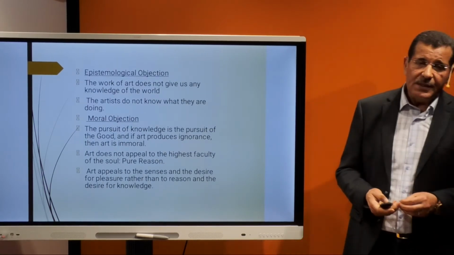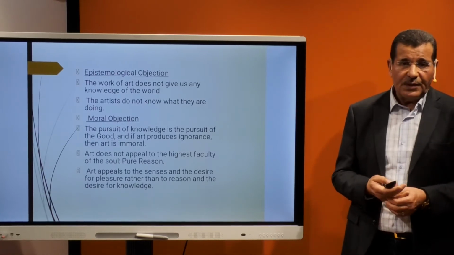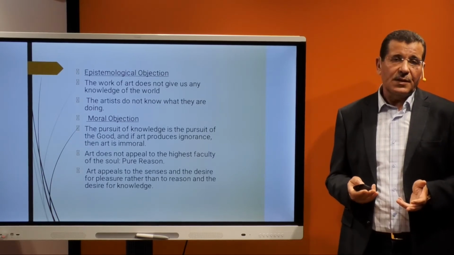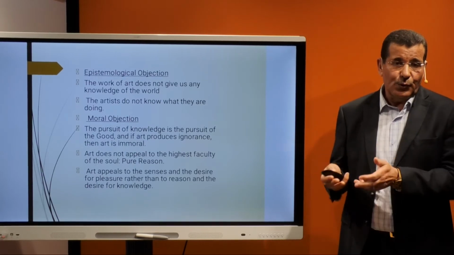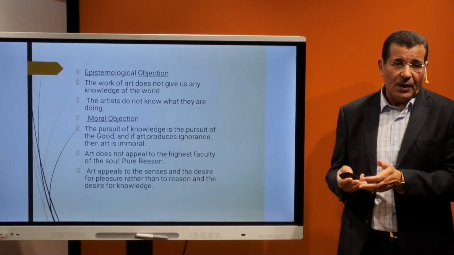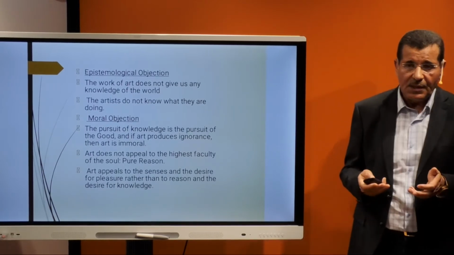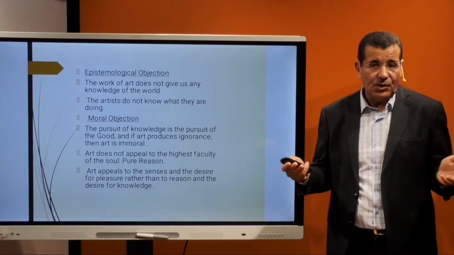Also, the epistemological objection of Plato is that the work of art does not give us any knowledge of the world. So, since he says it is false, for him as a philosopher, he is for the truth. And for him, the artists do not know what they are doing. So they are just presenting something which they cannot see, they cannot perceive, that they imagine, and which is false.